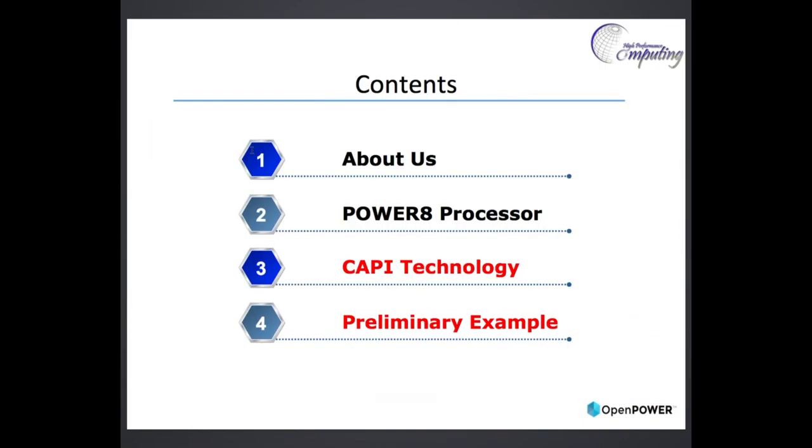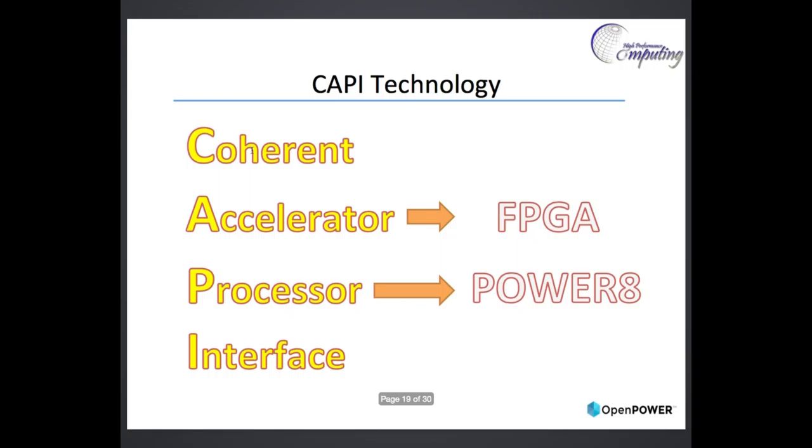And finally, we would like to provide a brief introduction of CAPI technology and a preliminary example running on the OpenPOWER with CAPI. Then what is CAPI? As Bruce talked earlier, it is coherent. CAPI is short for the Coherent Accelerator Processor Interface. And in our case, we just choose FPGA and POWER8 as our accelerator and processor respectively.